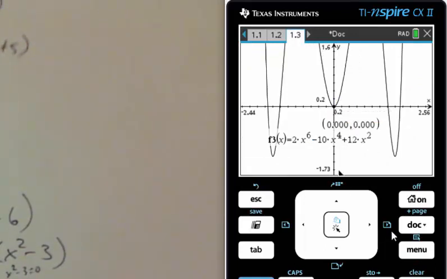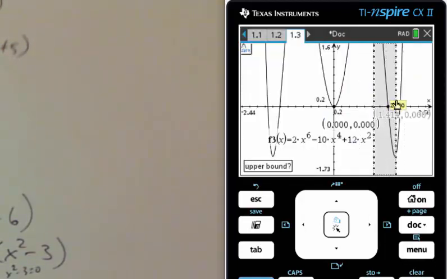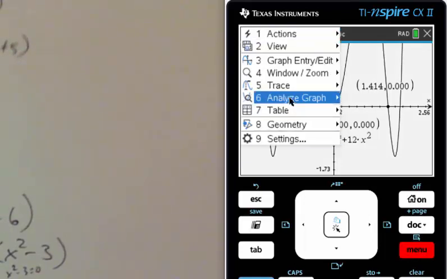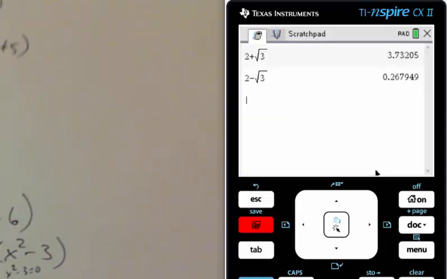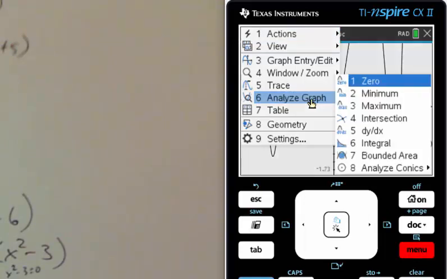Again, 0, unsurprising. One of these should be the square root of 2, which is about 1.414. What do you know? 1.414. And if memory serves, square root of 3 is like 1.67-ish or so. I might have that third decimal wrong. 1.732. And just to confirm, the square root of 3 is about 1.732. And also those should be the negative versions.